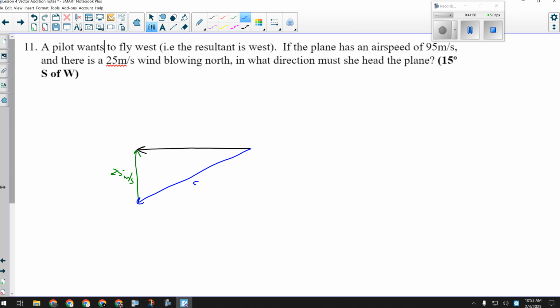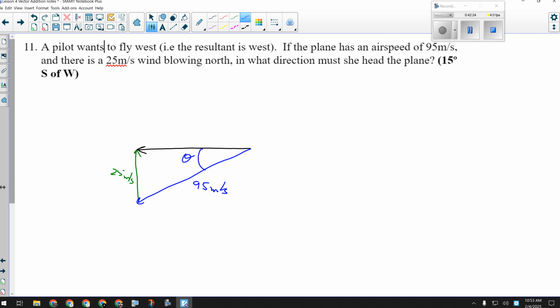All right, so this is my 95 meters per second. If I want to end up going straight west and there's a northerly wind, I probably have to aim the plane a little south of west. Would you agree? Always kind of talk it through in your head and visualize it. If I want to end up going straight west, but there's something pushing me north, I got to aim slightly into that so that I end up going the right way.